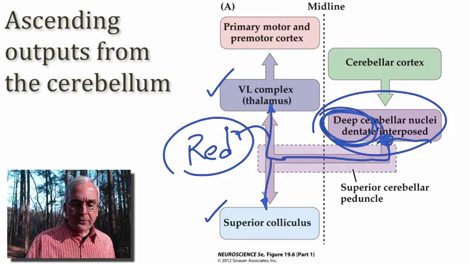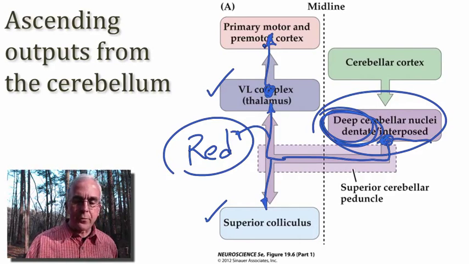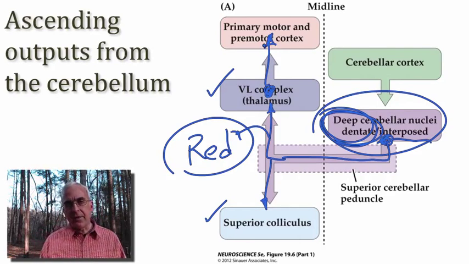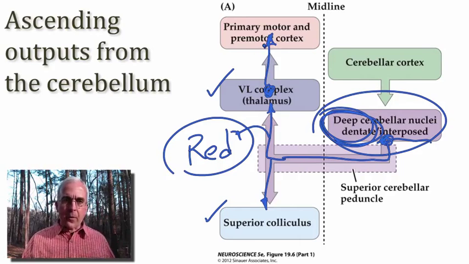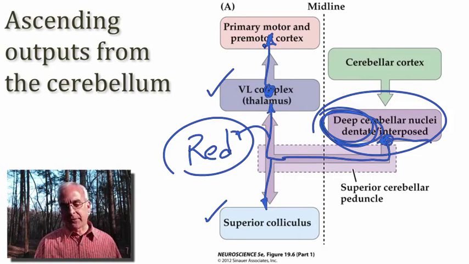Well, the motor thalamus then, as you know, will send its inputs to the primary and the premotor cortex, and at this level we believe that the error correction signals can modulate the output of the motor cortex.